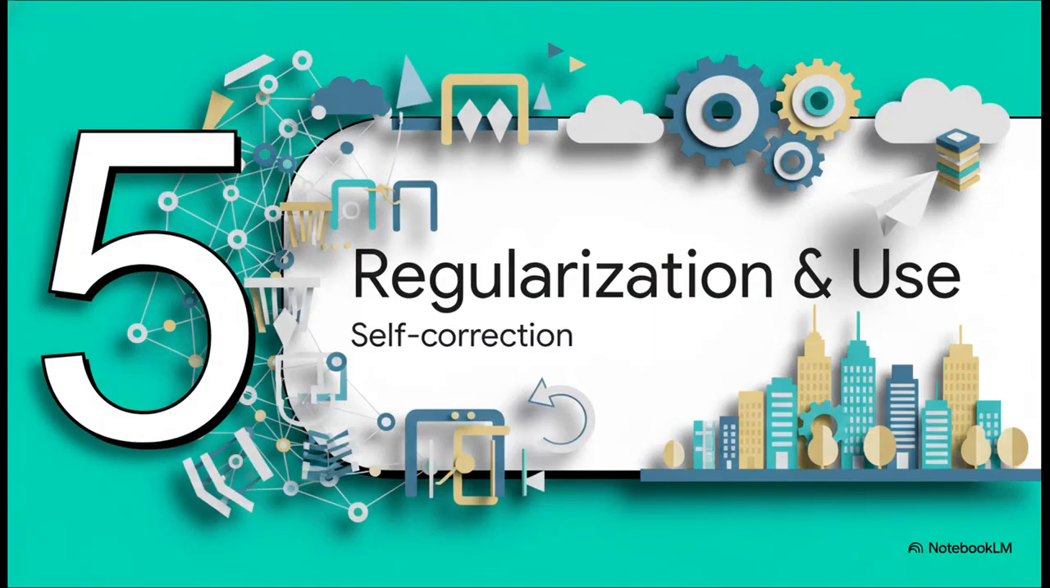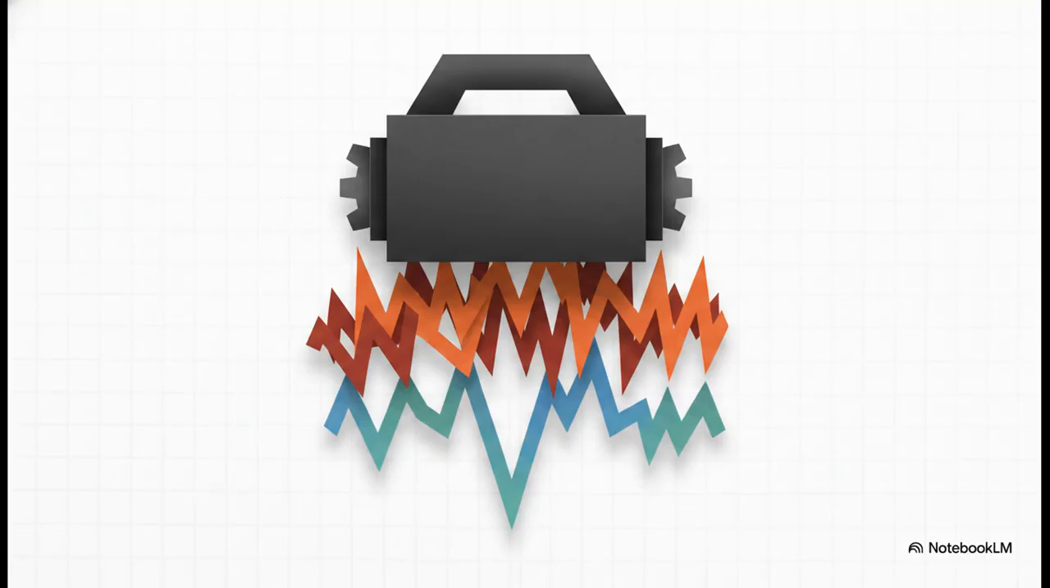Finally, Section 5, Regularization and Real-World Use. Let's talk about self-correction and how we actually deploy this code into production. How do we actively prevent the model from just memorizing data like we saw with overfitting? We use ridge regression, also known as L2 regularization, and this brilliantly illustrates how the model can actually self-correct.